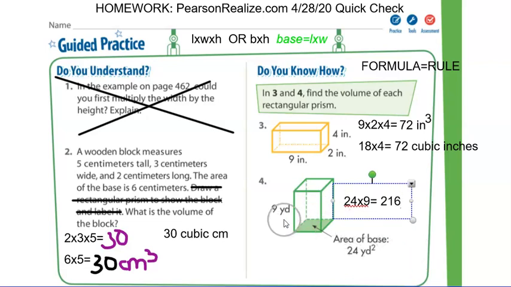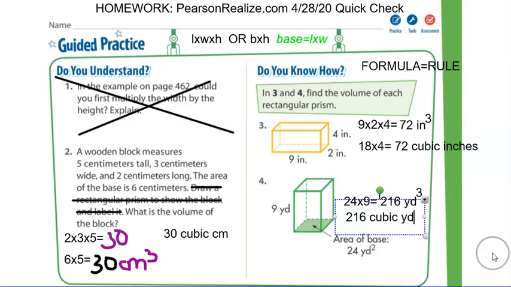But remember, we have to have either our unit, which is yards, cubed, which is going to be this little 3 up above. So it's either going to have that little cubed, which is our exponent of 3, or our answer will be 216 cubic yards. So again, either one of these works. It's just up to you and your preference.